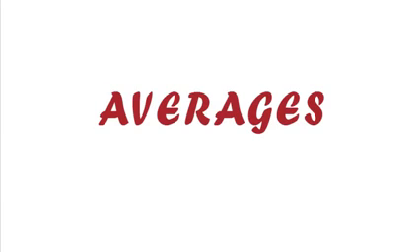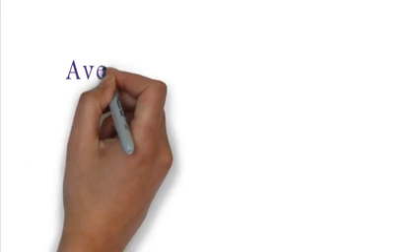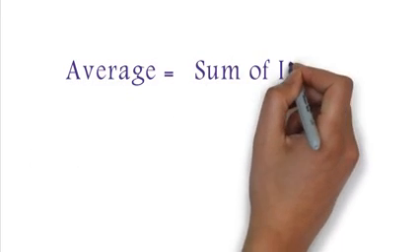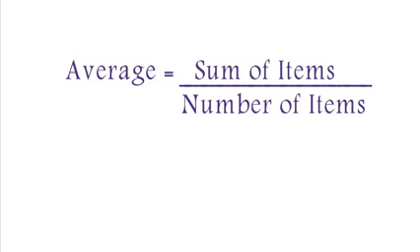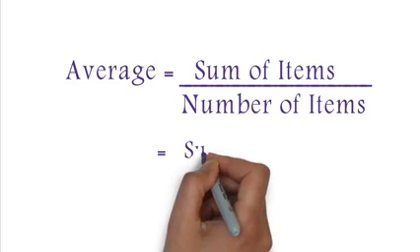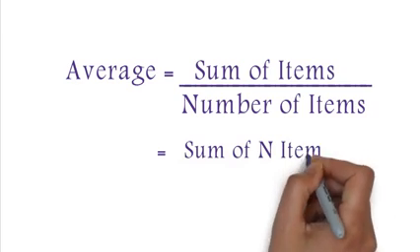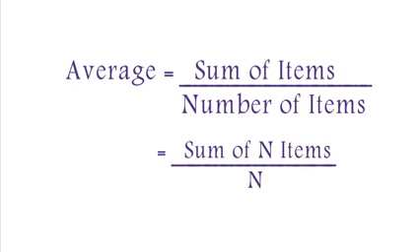The next section deals with averages. So what is an average? It will be the sum of some items divided by the number of items, right? So that is the basic formula or the basic concept, or maybe the only concept that is there in this section. Average equal to sum of n items divided by n, which is the number of items.